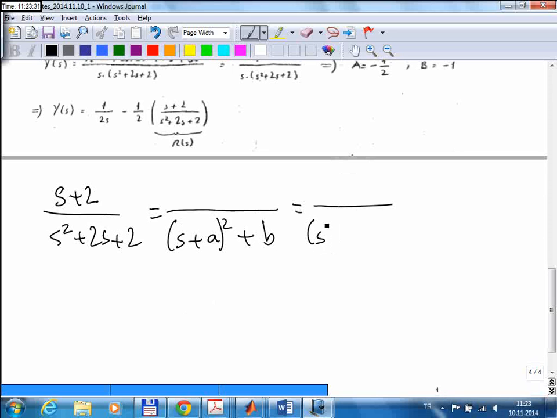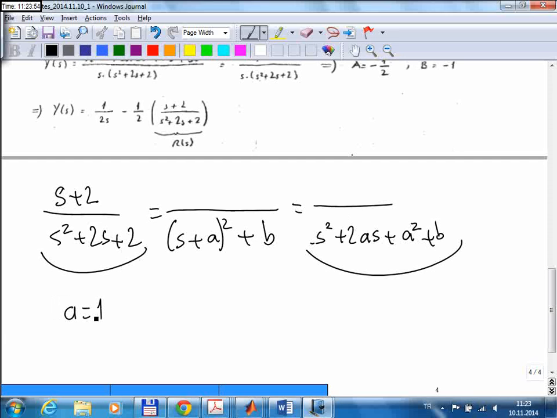So first you can open the square, which gives you s squared plus 2as plus a squared plus b. From here, by comparing this thing with this thing, I can directly write that A should be 1, right? And A squared plus B should be 2, which gives me B is 1 as well, right?